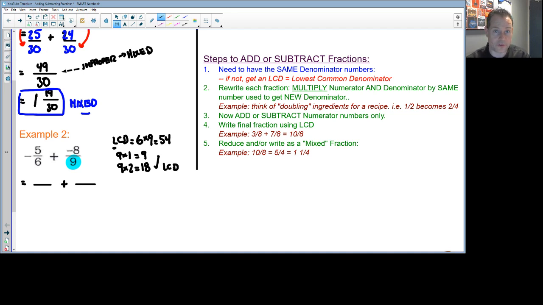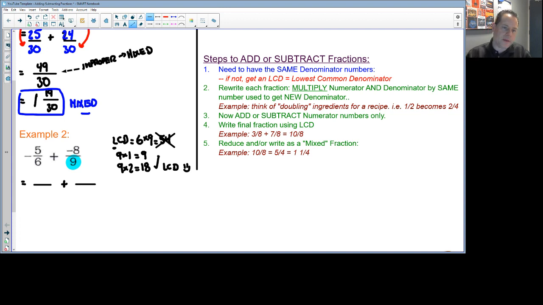It's the actual lowest common denominator. So 54 would work. However, you're going to have large numbers for the numerators when you write the equivalent fractions, and that means you'll have to reduce your fraction down quite a bit at the end. So 54 would not be the lowest common denominator. However, it's just a common denominator. That's the difference between a common denominator and a lowest common denominator.